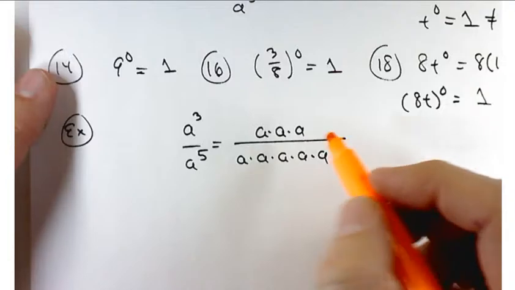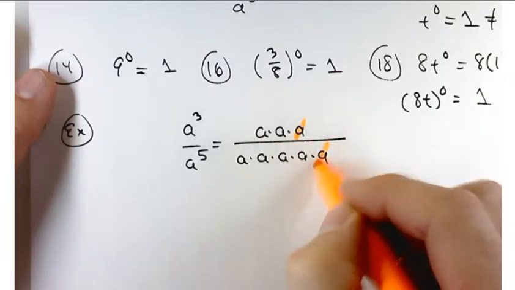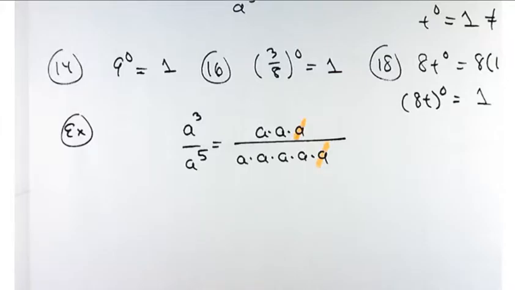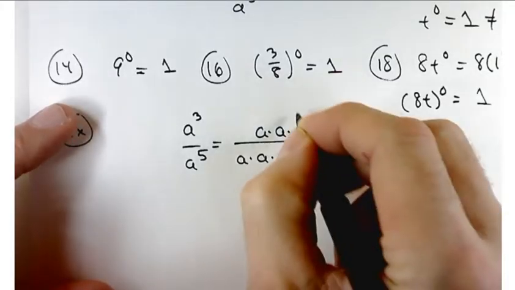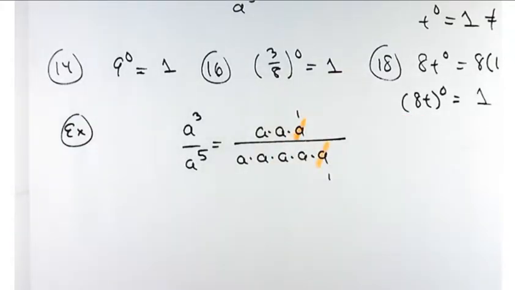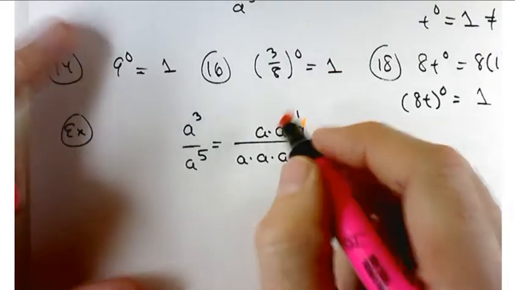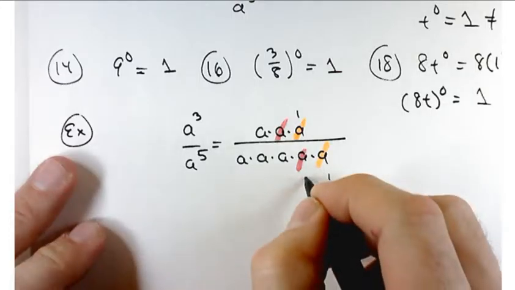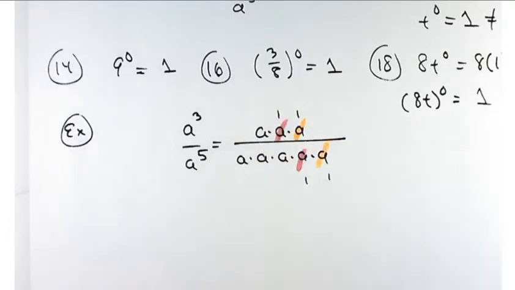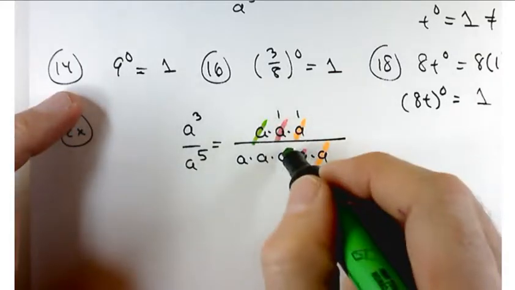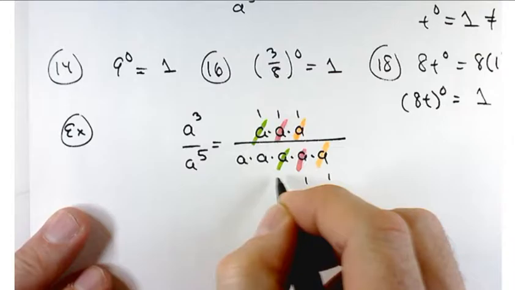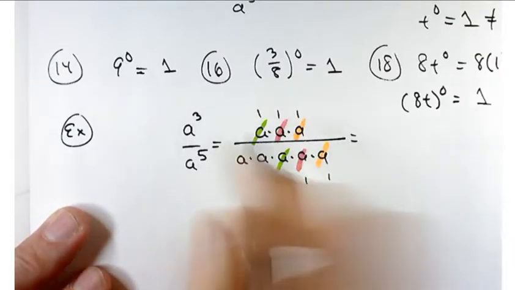Now let's understand what's happening when I cancel here. A divides into A once, and into A once again. I can cancel this one as well. A divides into A once, and into A once. And I can do one more here. A 1 and a 1. What am I left with?